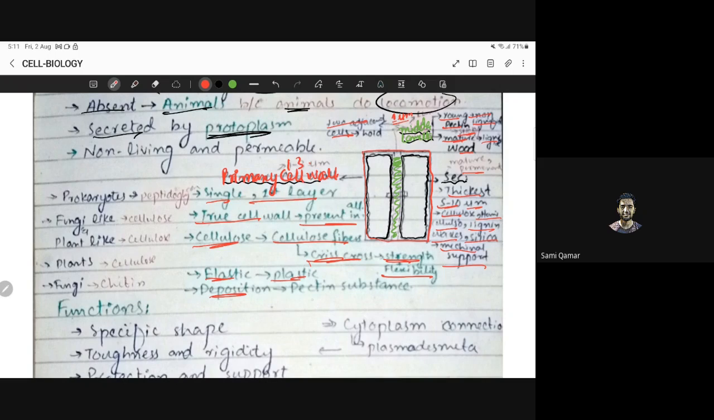So there is deposition of pectin substance in the primary wall. I hope you got it. They are not going to ask questions from these. Now they are going to ask you questions from these.